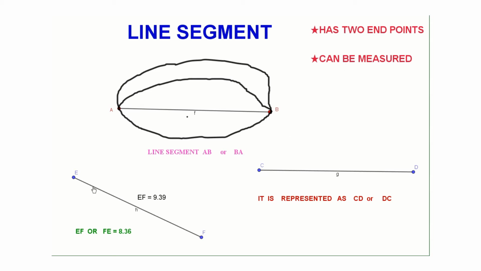Secondly, it can be measured. I can measure this. See, this distance EF is 9.39. You can use a scale to measure this. So these are the properties of a line segment, which is the second important aspect of geometry.